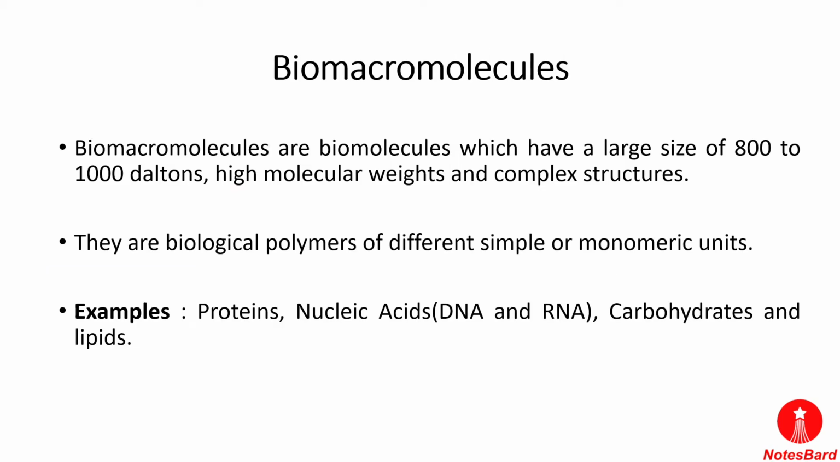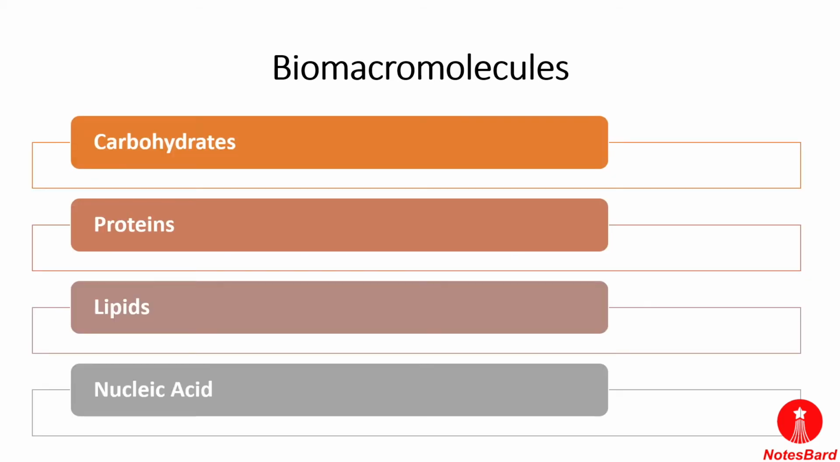We have already discussed this. The examples of biomacromolecules include proteins, nucleic acids, carbohydrates, and lipids. Nucleic acid is further divided into DNA as well as RNA. We will be discussing all these four categories in detail. First we will start with the proteins. So these are all the four categories: carbohydrates, proteins, lipids, and nucleic acids.